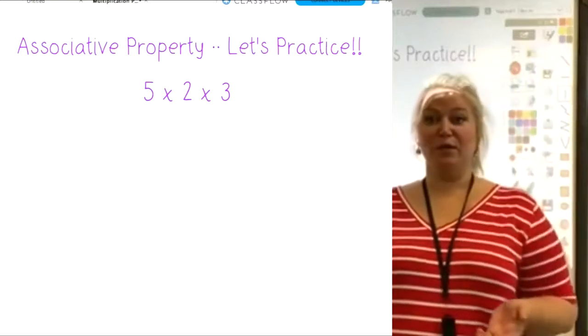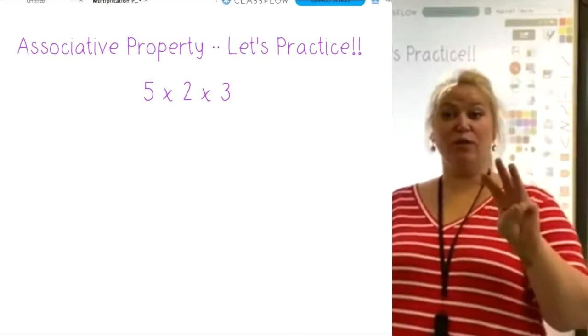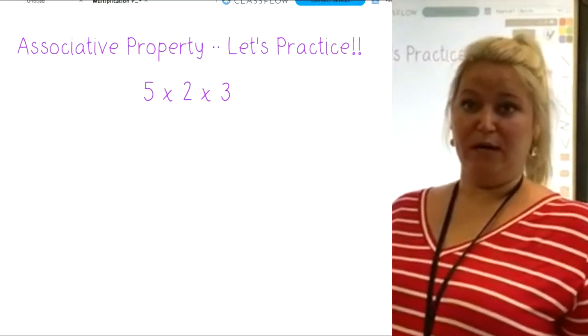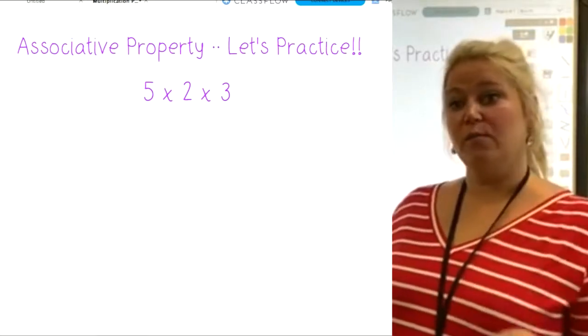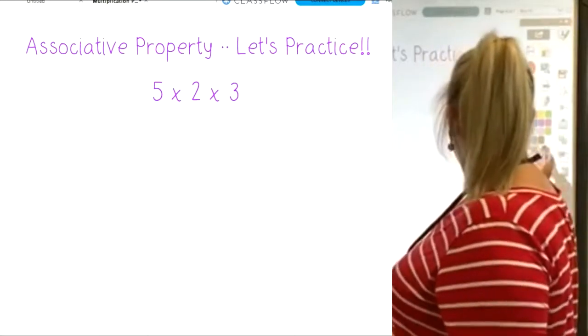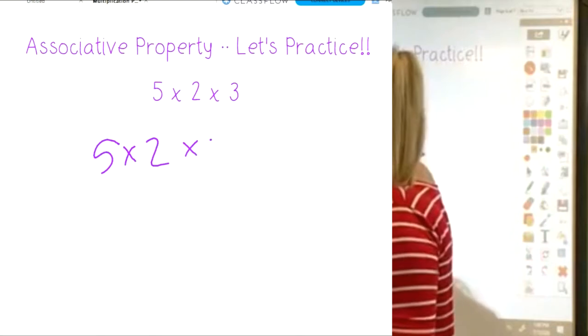Okay, so now we're going to do a little bit of practice. So let's talk about the associative property. So that's those 3 numbers that you're multiplying together, but I don't know how to multiply 3 numbers together. So what I'm going to do is I'm going to put a hug around 2 numbers, and then we're going to multiply the 3rd number. So we have 5 times 2 times 3.